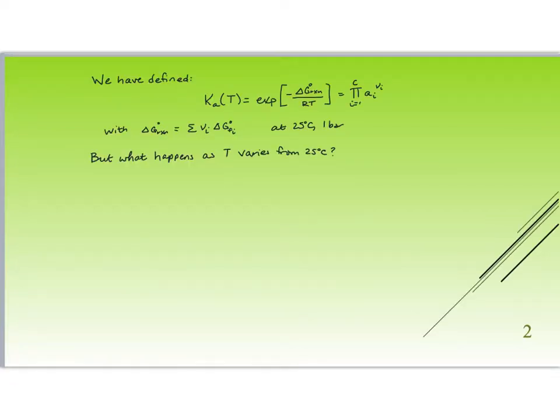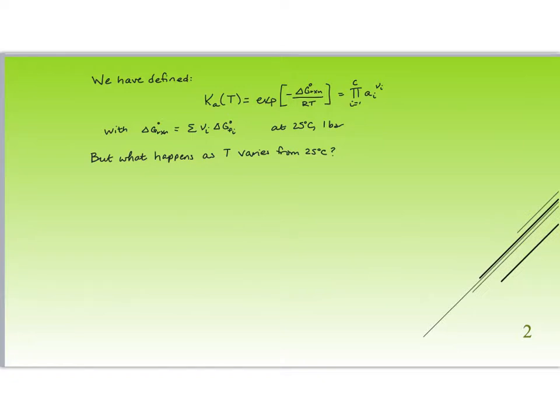So we've previously defined the equilibrium constant in terms of activities a as the exponential of negative delta G of reaction over RT, which is the product for all components of the activity to the stoichiometric coefficient power. And this is a function of temperature, but we've defined it specifically for the temperature of 25 degrees C and the pressure of 1 bar.